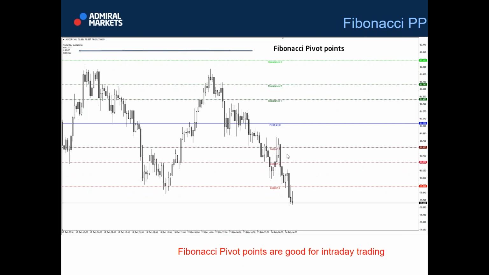So this is an example of a Fibonacci pivot point indicator. It's easy to identify. Usually you will see in the indicator yesterday's quotations, high, low, and close at the left corner. And these are the default colors of the Fibonacci pivot point indicator.